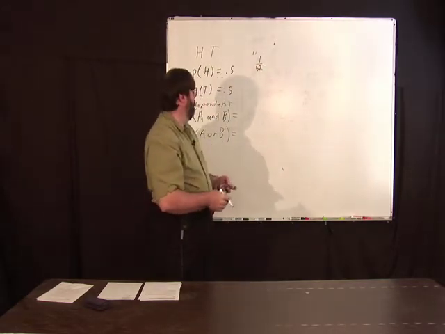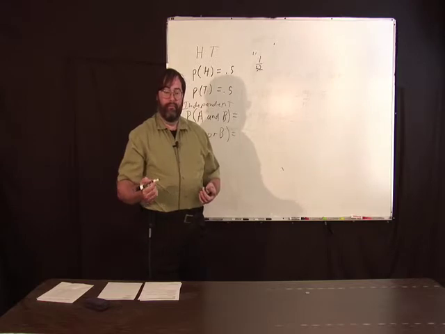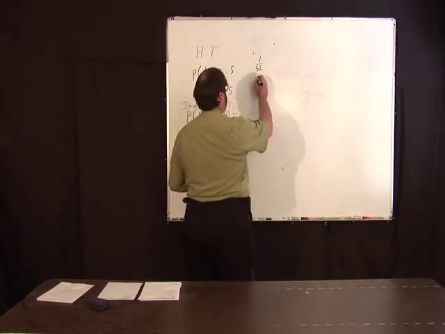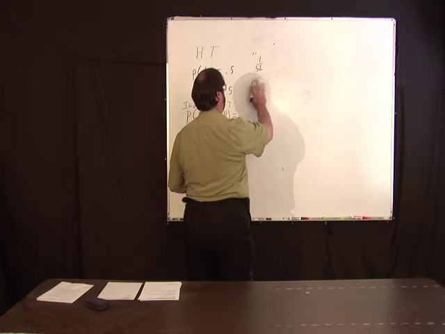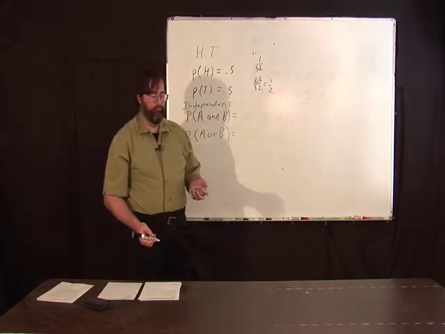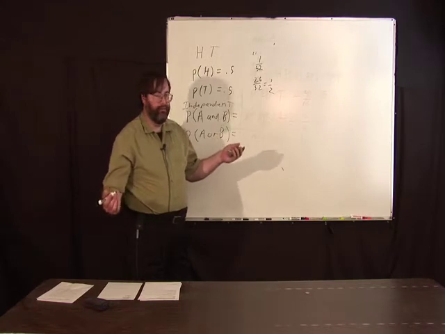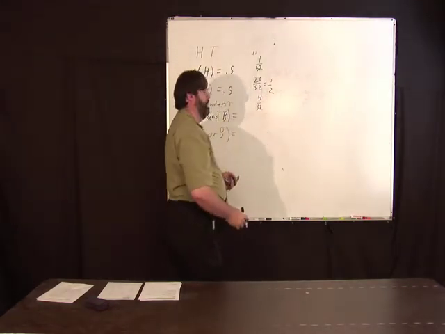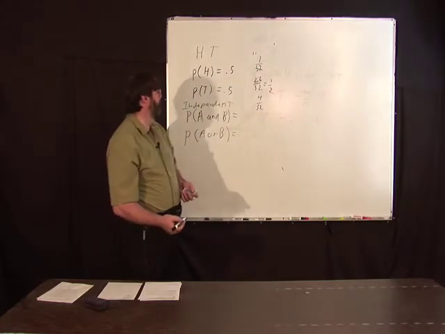Okay. Probability of drawing a black card is what? 16. Wait a minute, no. Yeah, 26 out of 52 equals 1/2. Probability of drawing an ace is 4 out of 52. Okay, assuming it's well shuffled.